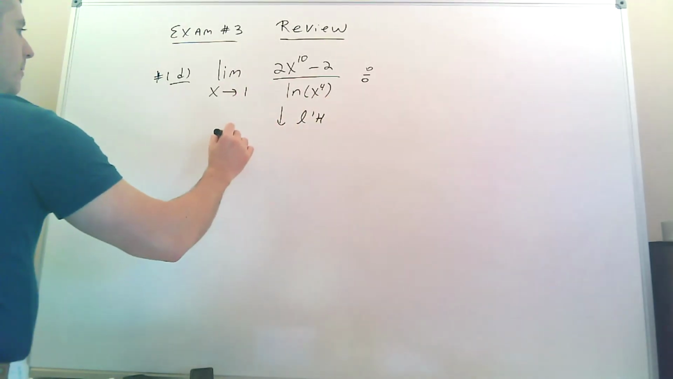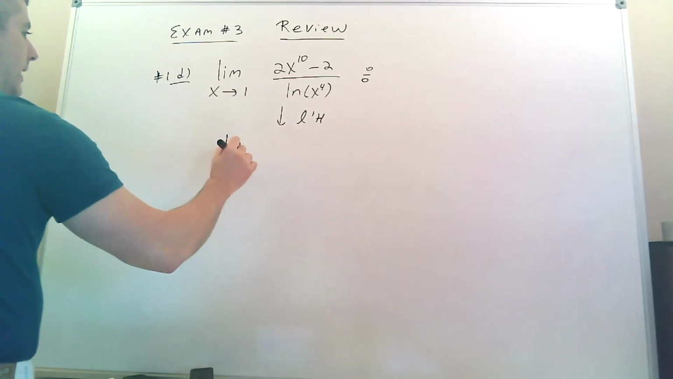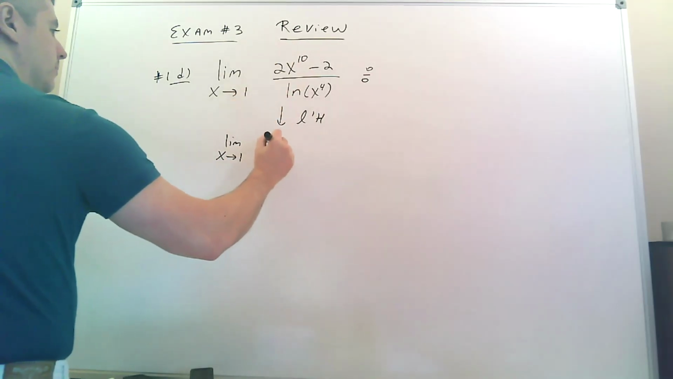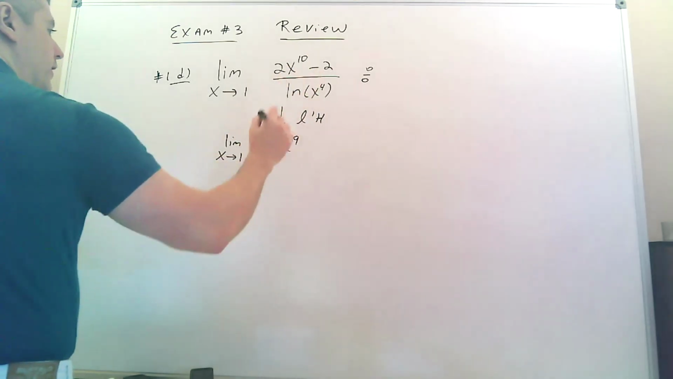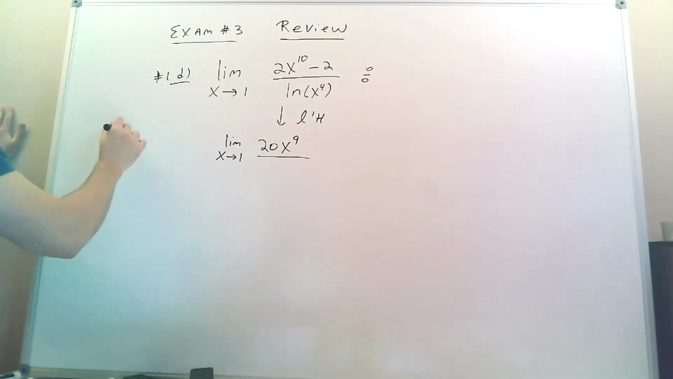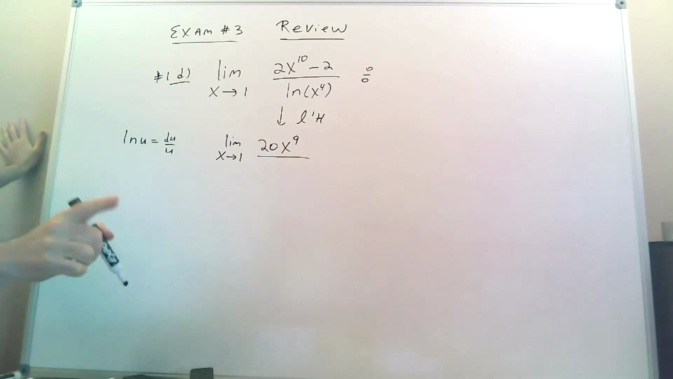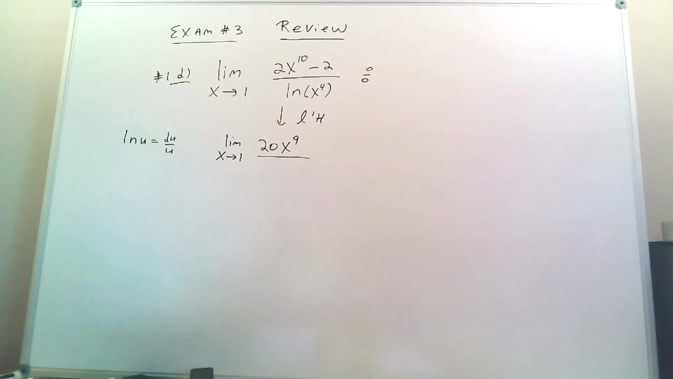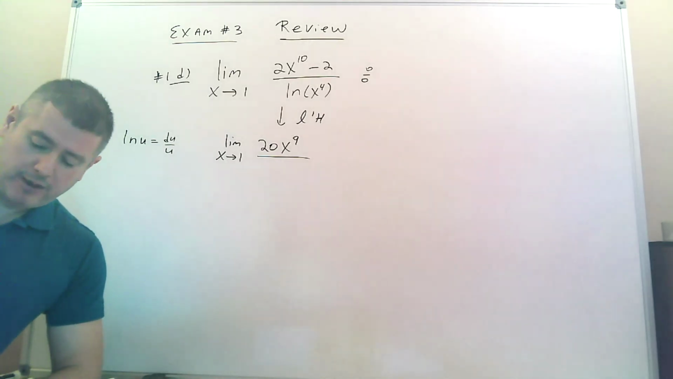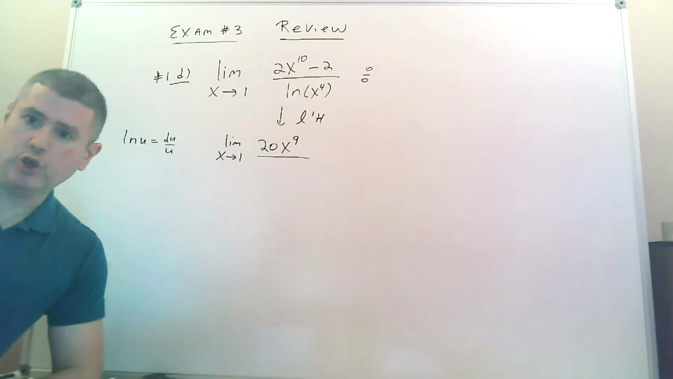You're going to write lim x goes to 1. Why are you going to write that? Because I haven't plugged in yet. The derivative of the top is 20 x to the 9. Derivative of negative 2 is 0. It's constant. Now you got to be careful here. Remember how you do ln. It's du over u. Not 1 over u du. Some of you were doing that back in the chain rule day. But 1 over u du is du over u.